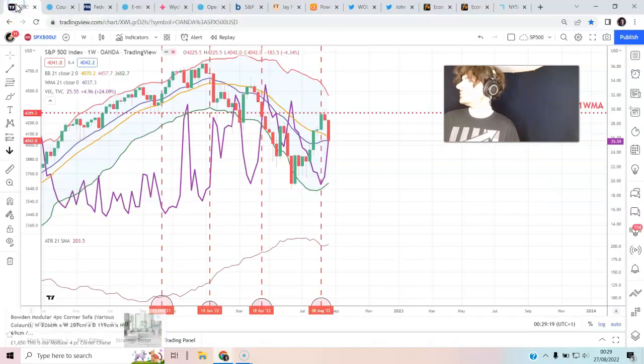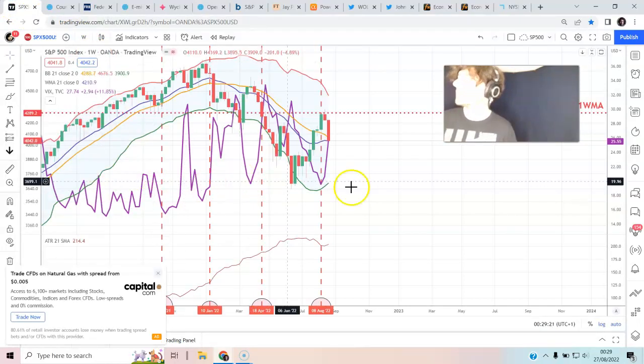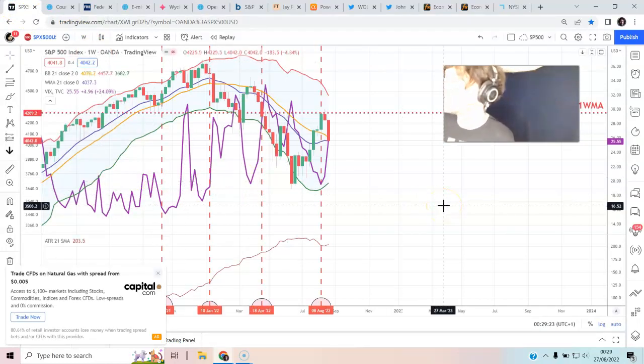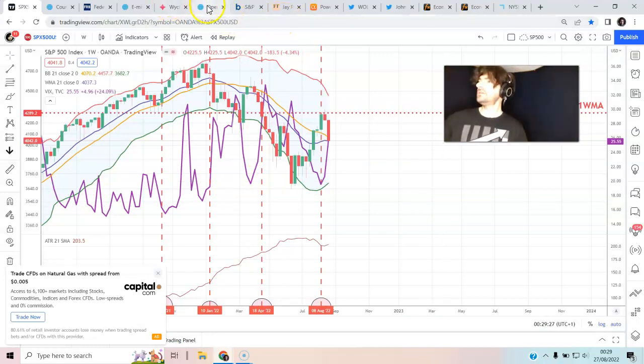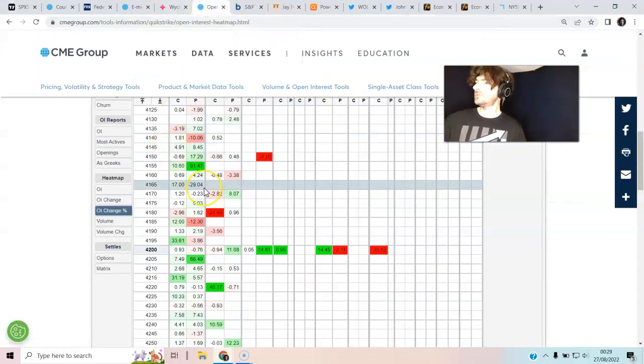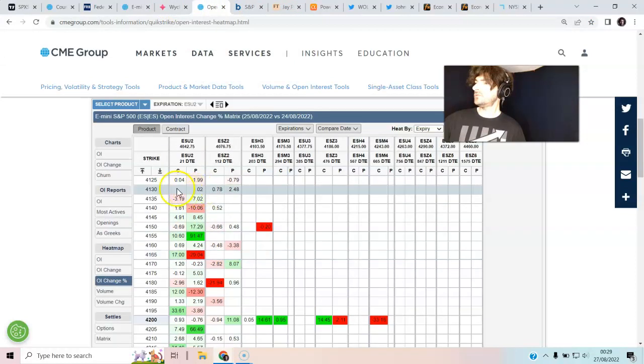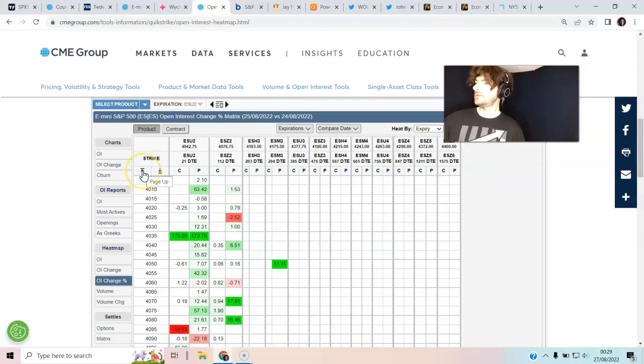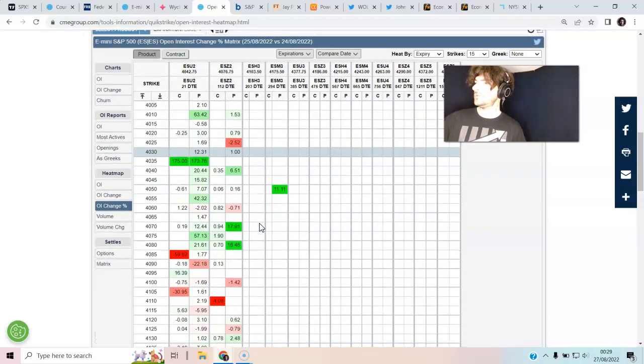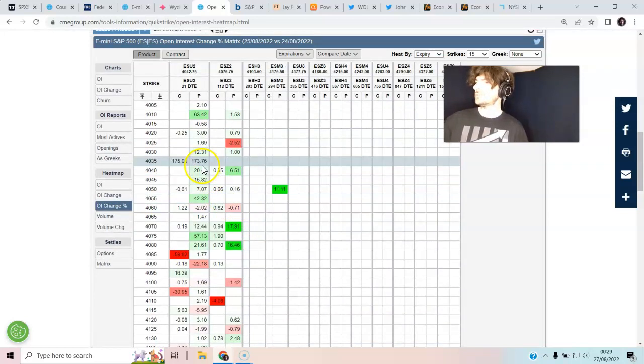Current price, just to remind you, we are at 4042, and currently 4042 will take us to, again, I just have to go further up. Let's see, maybe here we go. Actually, I just had to scroll up.